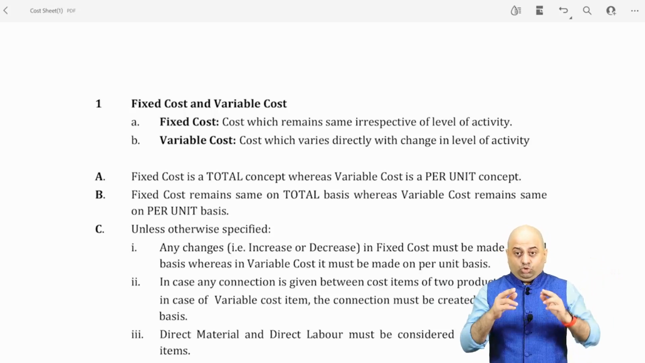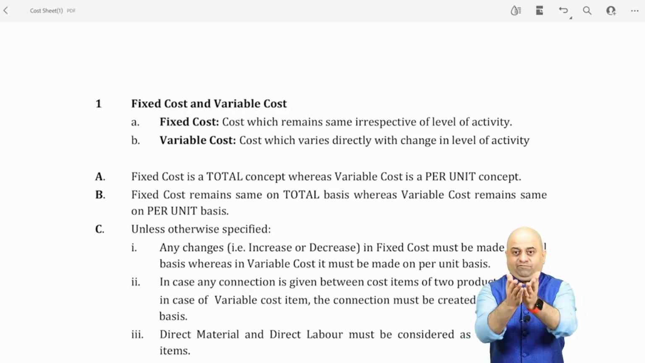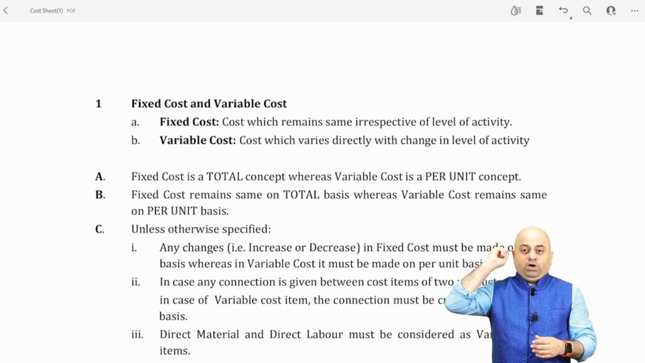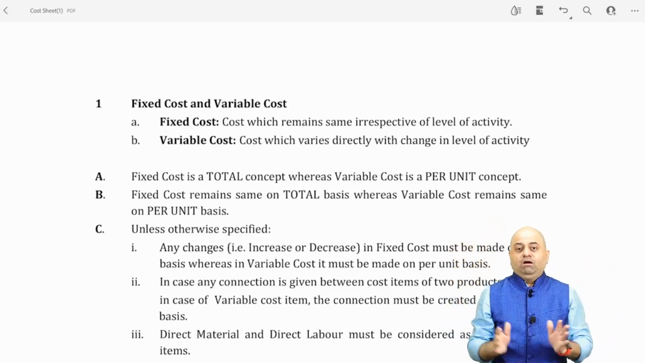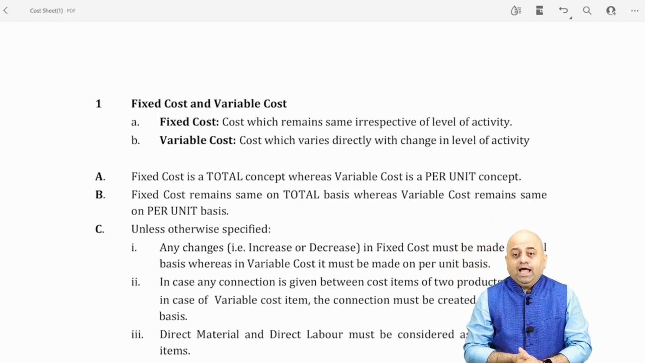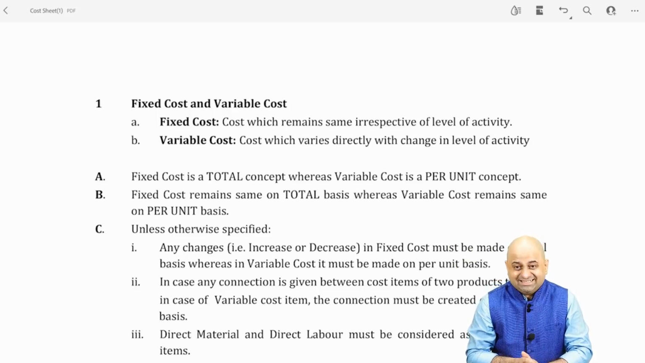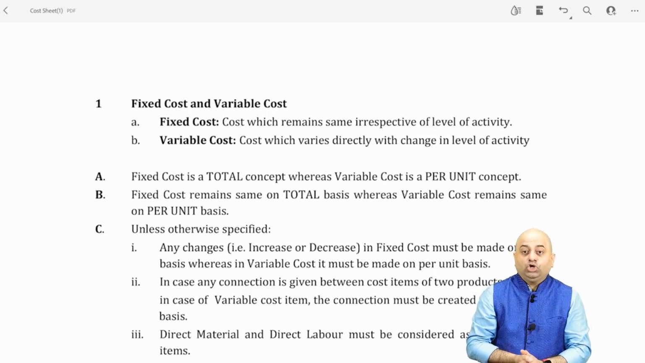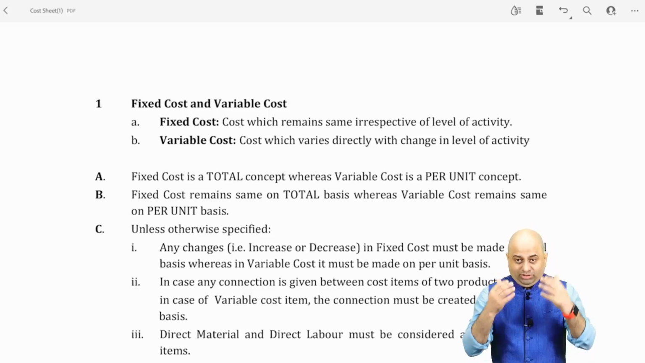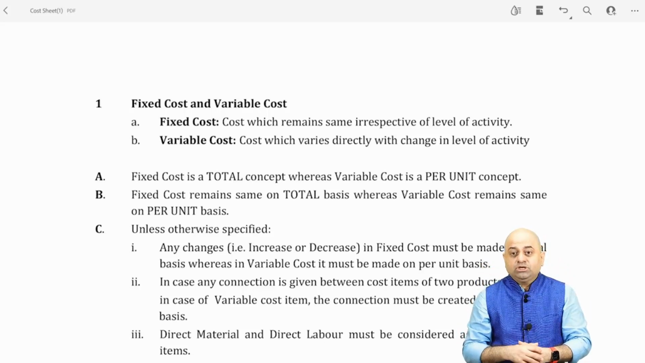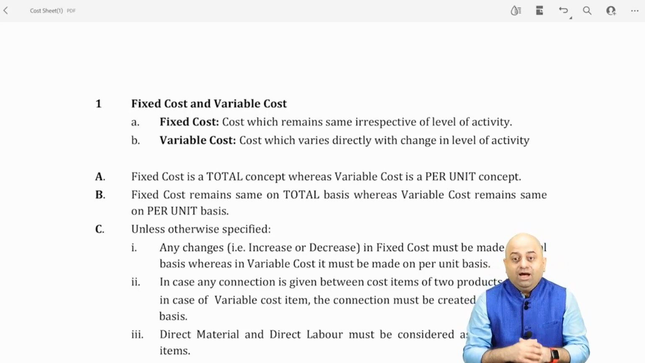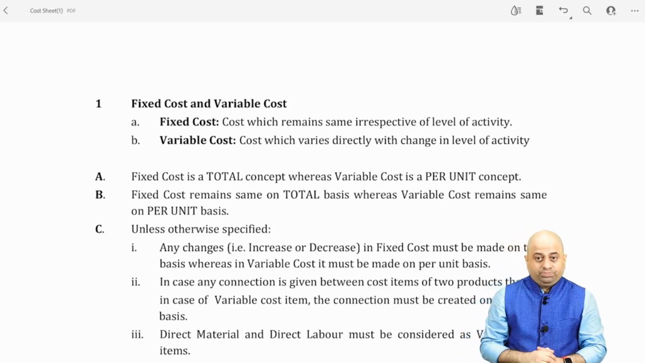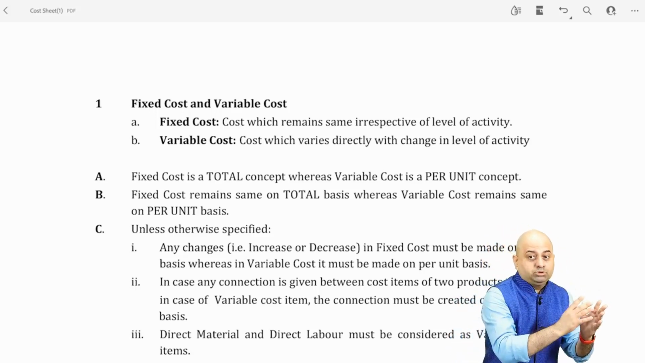That brings me to my next points, which are of course mentioned in front of you. Fixed cost in total remains the same, variable cost per unit remains the same, and fixed cost is a total concept, whereas variable cost is a per unit concept. So naturally we can conclude these things regarding fixed cost and variable cost. And now I will move on to something very, very important, my dear friends. Very important from a problem solving perspective.